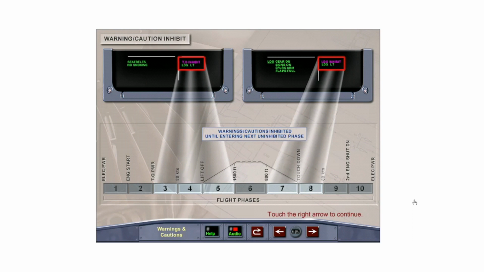If a warning is triggered during an inhibited phase, it will be suppressed until the aircraft enters the next uninhibited phase, at which time the warning or caution will be displayed.